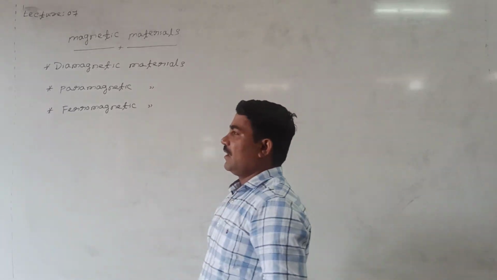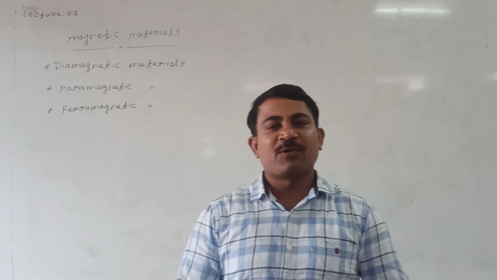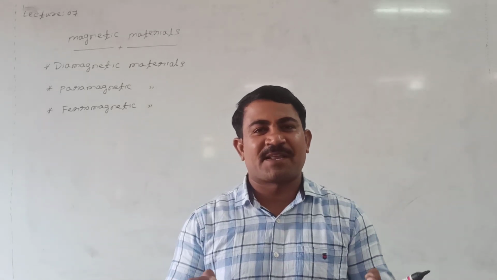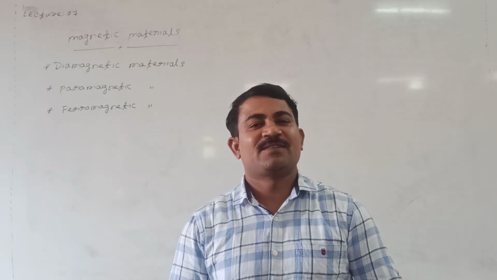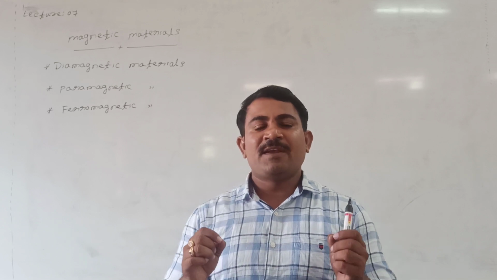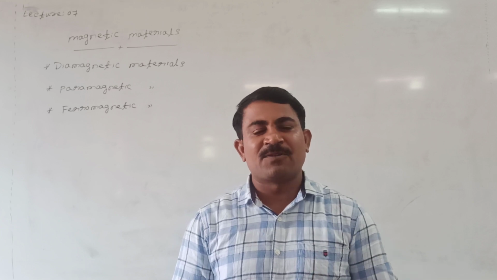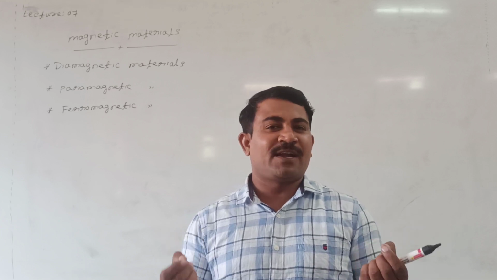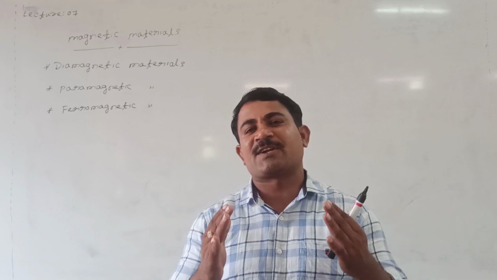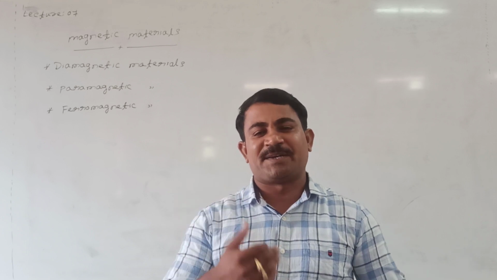These three types of materials we will study in detail. Before that, we should know about a current loop, magnetic moment and magnetic dipole. Every element is made up of atoms, and in every atom electrons are revolving. Due to the revolving of electrons, there exists a current. Wherever current exists there is a magnetic field, and wherever a magnetic field exists there is an atomic magnet, which we call a magnetic dipole moment.